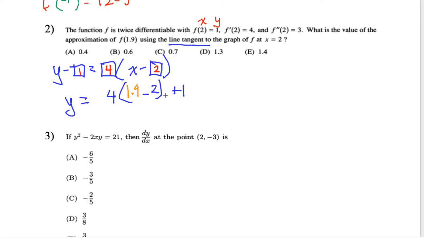1 is right here now. 1.9 minus 2 is -0.1. -0.1 times 4 is -0.4. So now I have a -0.4 plus 1. And when I do that, I get 0.6. Correct answer is B.